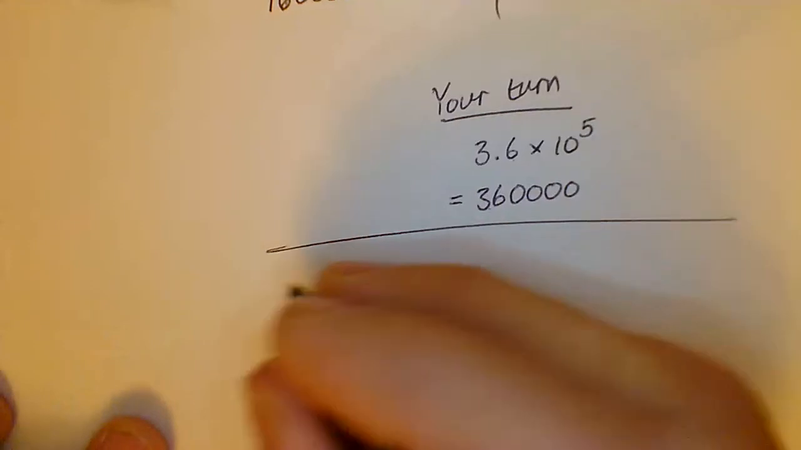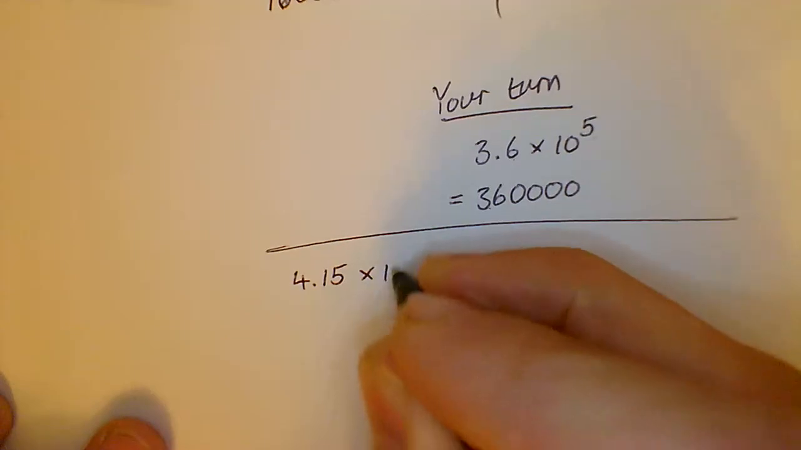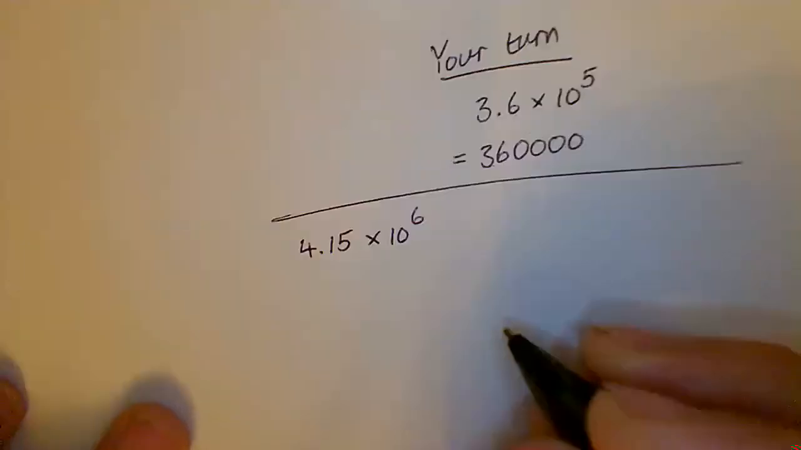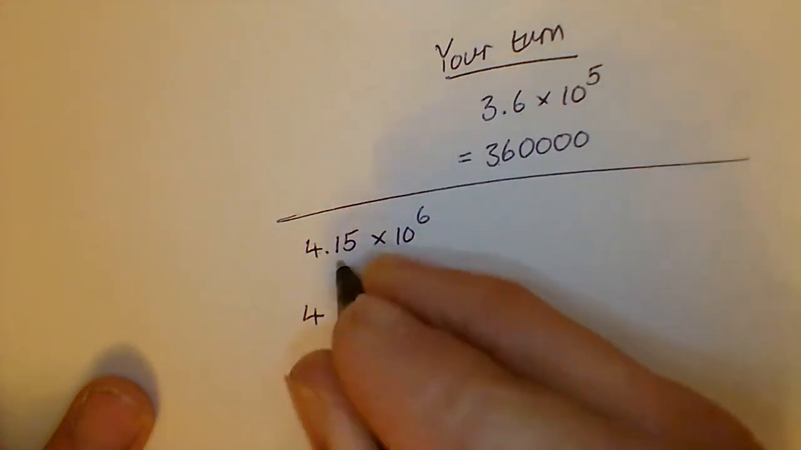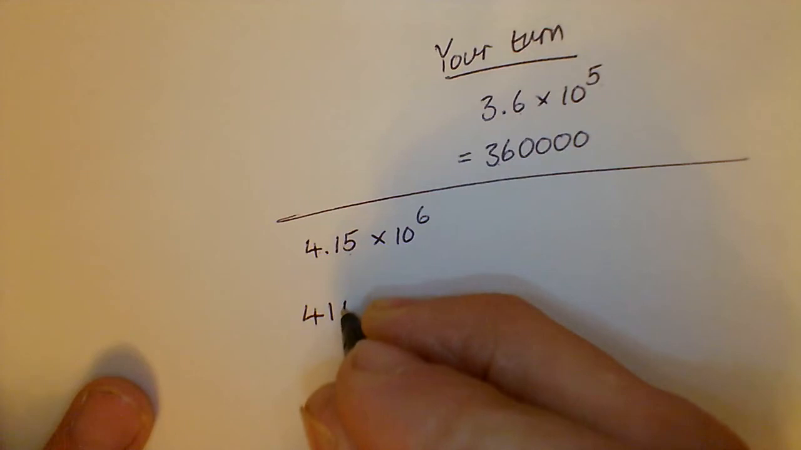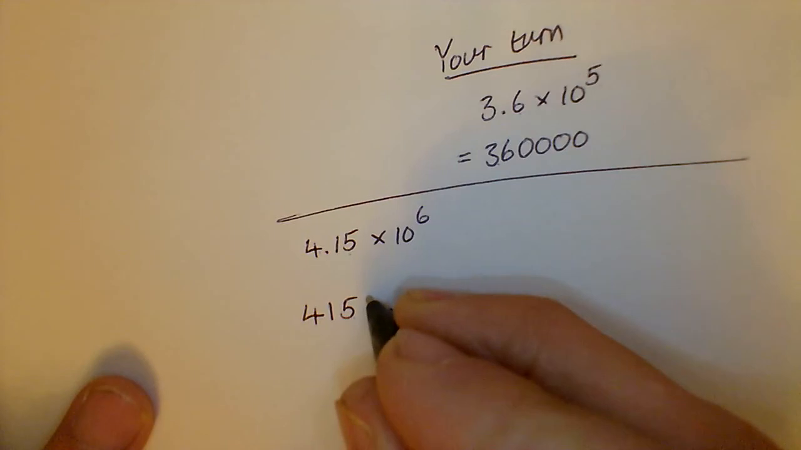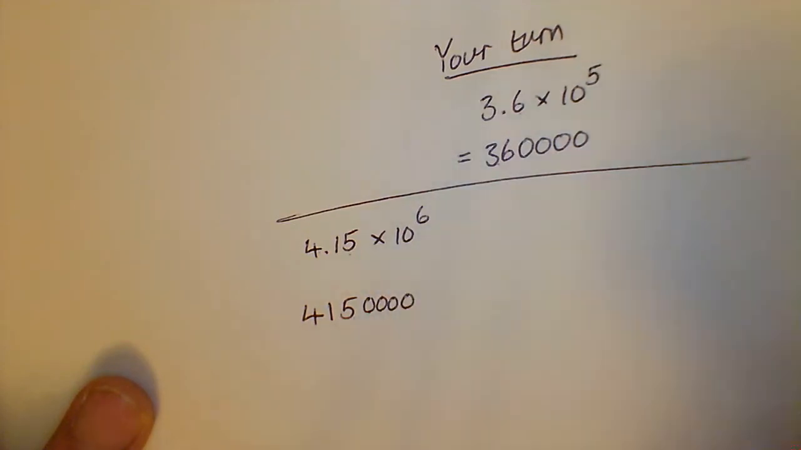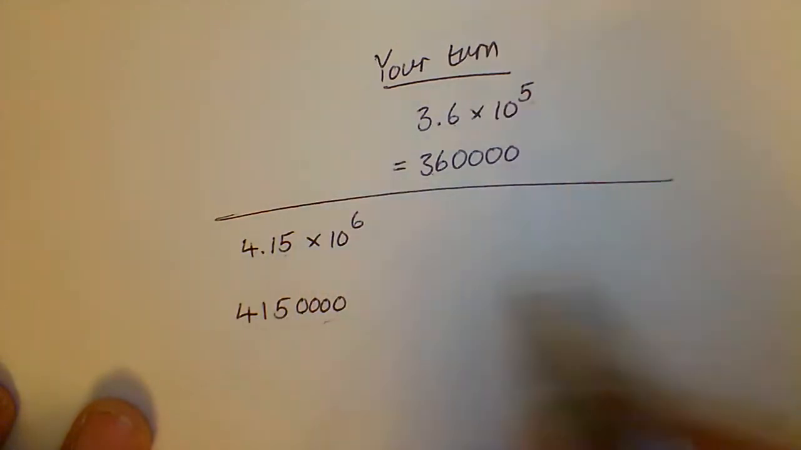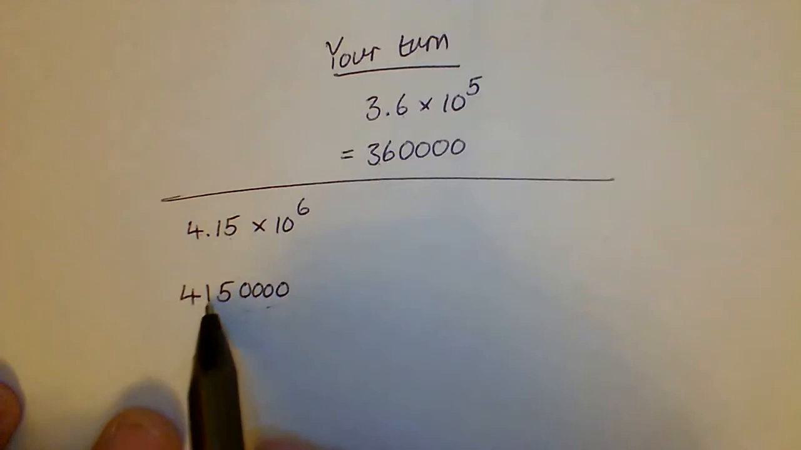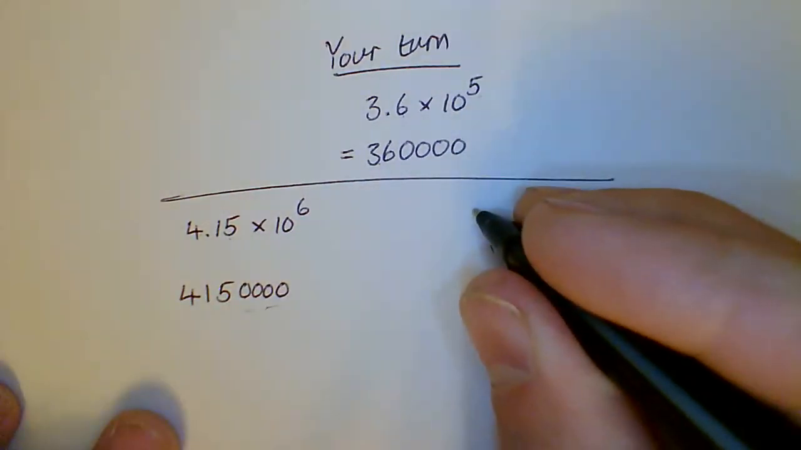Something slightly different now. If I go from 4.15 times 10 to the 6, well, here the 4 is moving along 6 places, so we need 6 numbers after the 4. Well, we get the 1, we get the 5, and then we need enough to make up to 6 digits. Well, we've got 2 there, so 3, 4, 5, 6 digits. So if you've got 2 things after the decimal point here, you need to make sure you include those two as part of the 6 things that come after the 4.